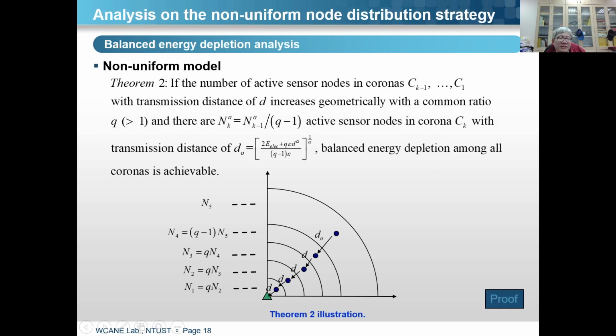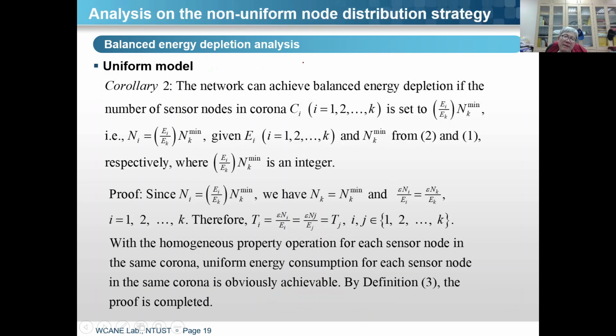And this is a balanced energy depletion analysis. We have a further theorem, called theorem 2. We assume we have the non-uniform corona and find the width for this, and when we have the suitable one, then we can achieve balanced energy depletion. Again, it can be proven properly, but we just state the condition. Based on this theorem, later we can have a design.